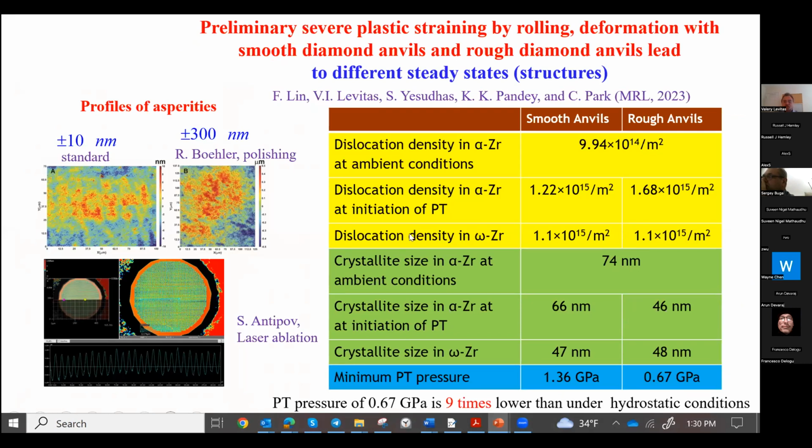But as usual, new results produce new problems. And the problem is that we now have 3 steady states. First, after rolling with such dislocation density and crystallite size, and with rough diamonds, we obtain much larger dislocation density and smaller crystallite size than with smooth diamonds, which led to a further reduction in phase transition pressure by a factor of 2. And so this shows that rough anvils produce a different type of plastic flow, microstructure evolution, and phase transition.